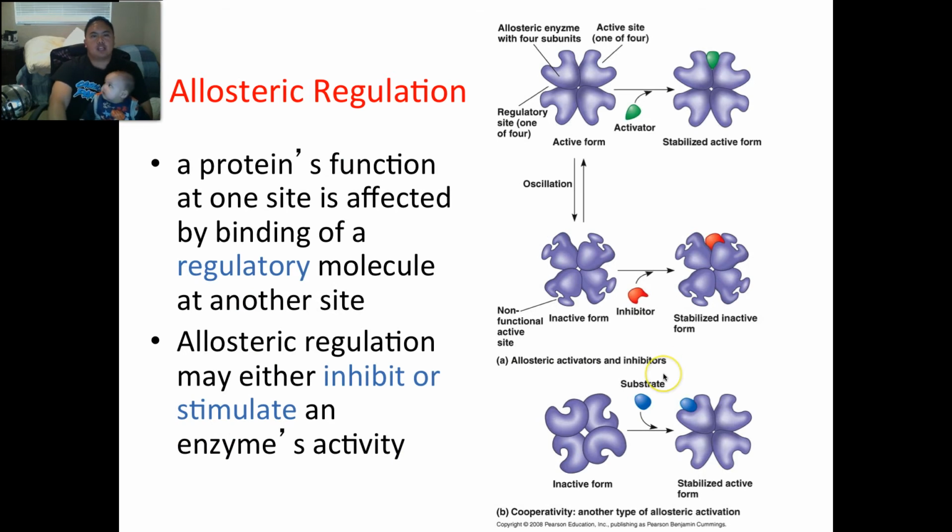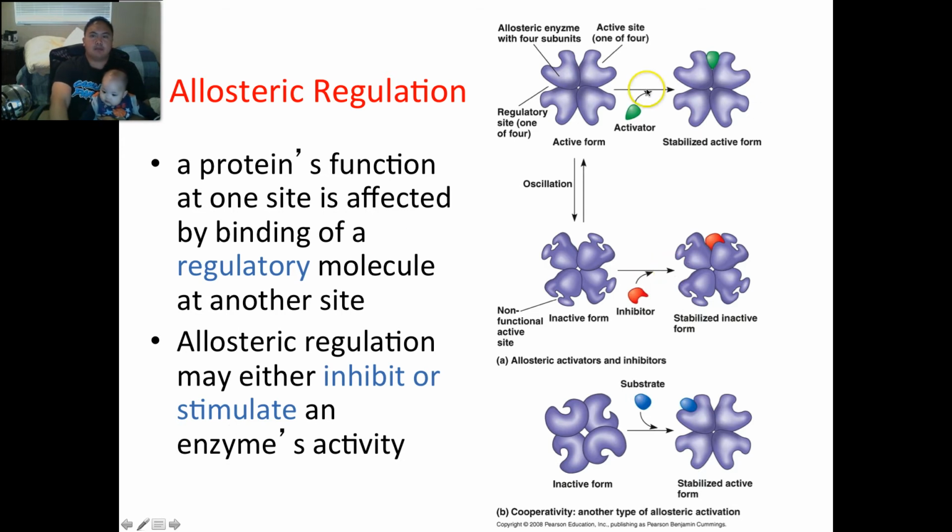We also spent a lot of time talking about allosteric regulation. Spent like two to three classes talking about this. So these are what they call allosteric activators and inhibitors. What happens is that a protein's function at one site is affected by a regulatory molecule at another site. This may inhibit or stimulate, may stop or speed up the enzyme's activity.